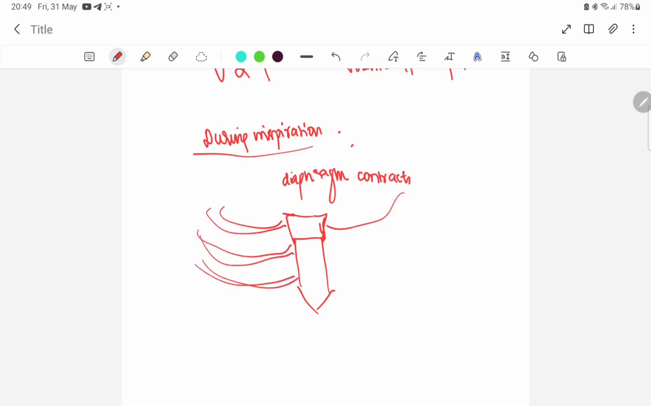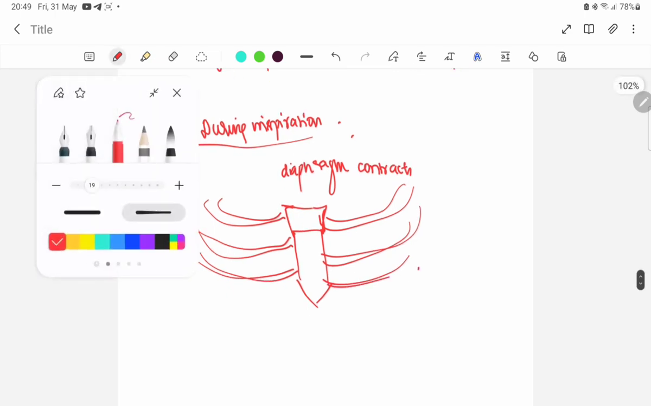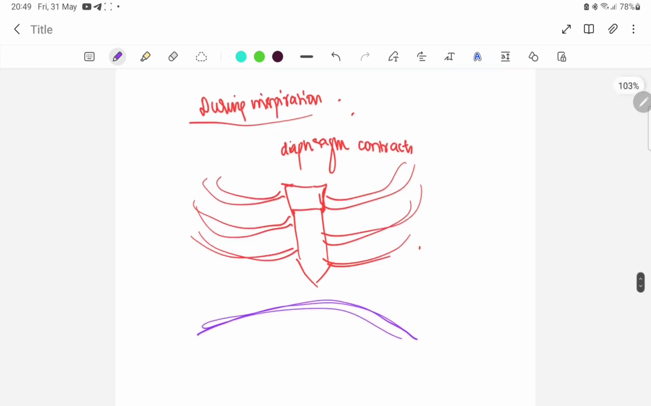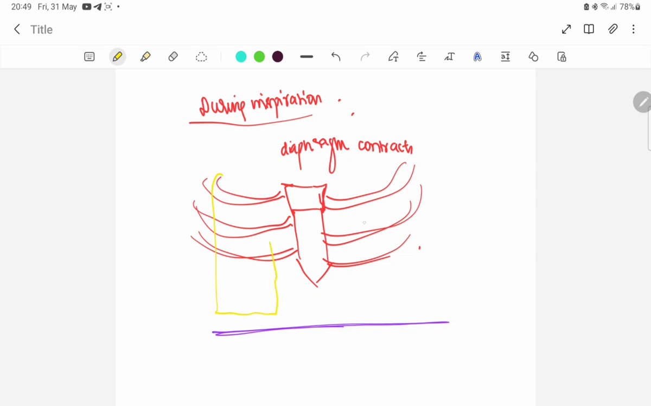These are the ribs. Below here is the diaphragm muscle. Now this diaphragm becomes flat, isn't it? Now this diaphragm is flat. Because of this, the lung expands. Because of this, the lung expands till here, isn't it?